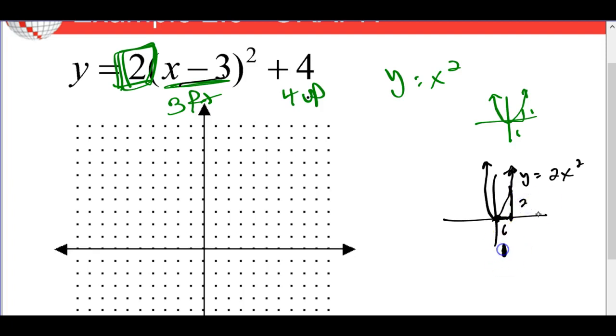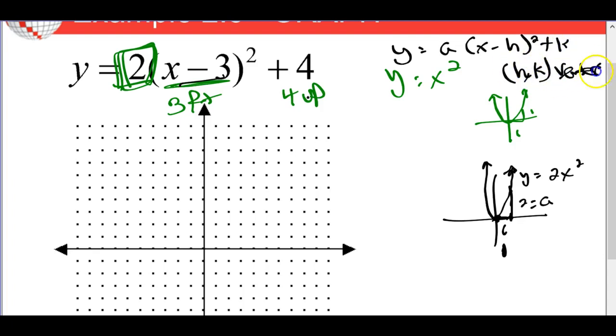And it's always over 1 and then up whatever the a value is. In this case, the a value is 2. What am I talking about with the a? Well, in the general form, y equals a times (x minus h) quantity squared plus k, we call a the vertical stretch, where h and k is the vertex. That's called the starting point or the turning point. So I'd like to start 3 units to the right, 4 units up, and then from that point, we just go over 1 up a. So over 1 up 2 on both sides, and there's a pretty good graph.